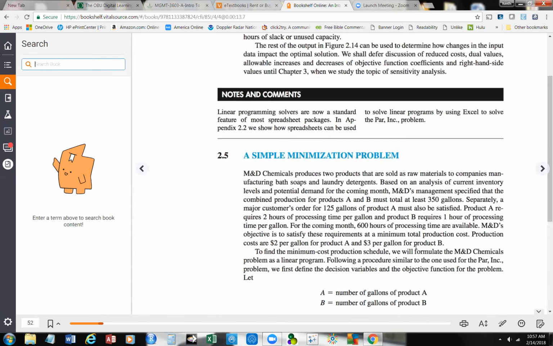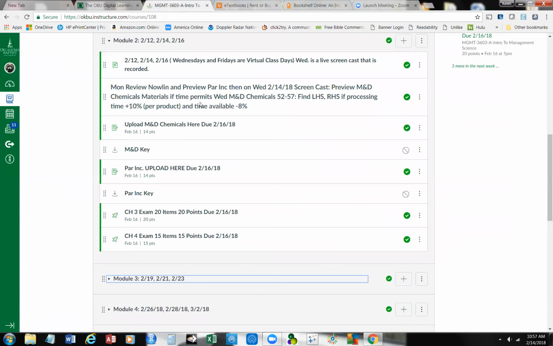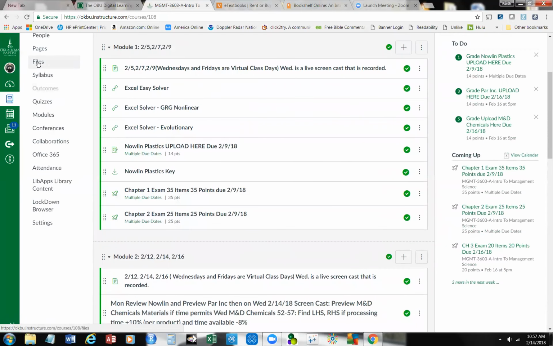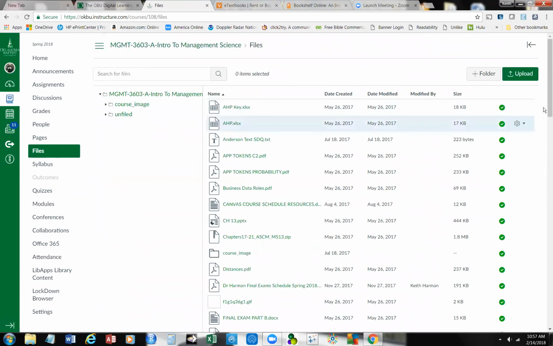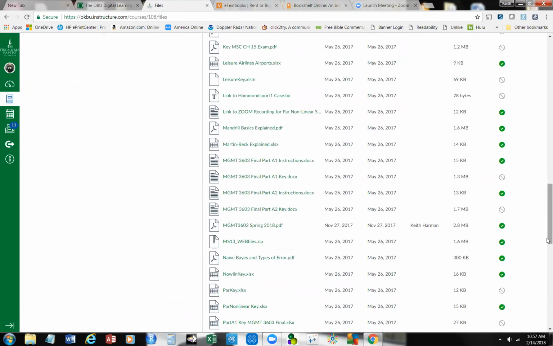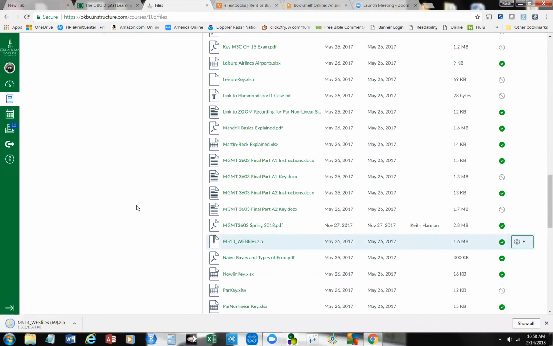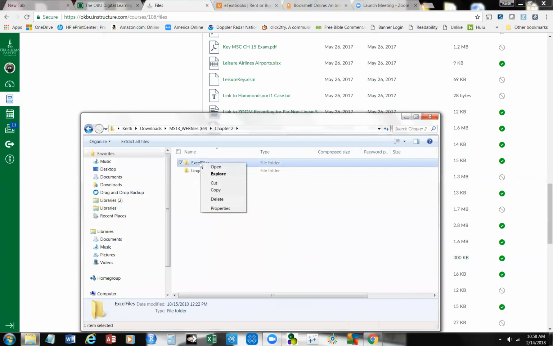Now, let's go over to the files section. We're going to come down to the MS files that have all of the student files, the web files. These are the files we've been working with. I'll download that zip file. Then I believe this is in chapter 2, and we'll open up the Excel file, and there's M&D, and I'm going to open up M&D.